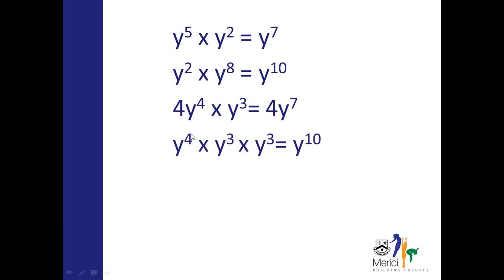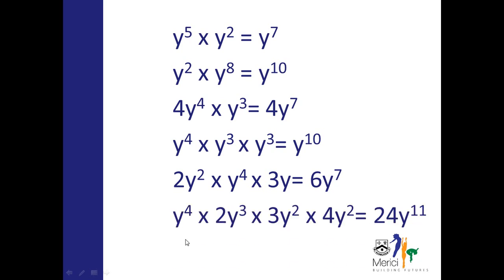3 terms this time, but you still just add them. 4 plus 3 plus 3, 10. So we'll do the coefficients first. 2 times 1 times 3 is equal to 6. And then you've got to add the indices. 2, 4, and it's 1. So if there's nothing there, it's a 1, which equals 7. And finally, 1 times 2 times 3 times 4 is equal to 24. And then 4 plus 3 plus 2 plus 2 is equal to 11. Okay.